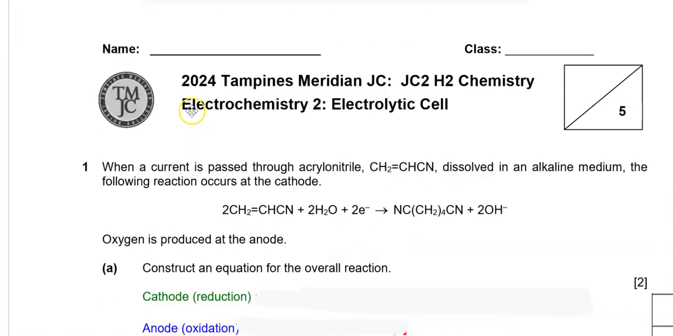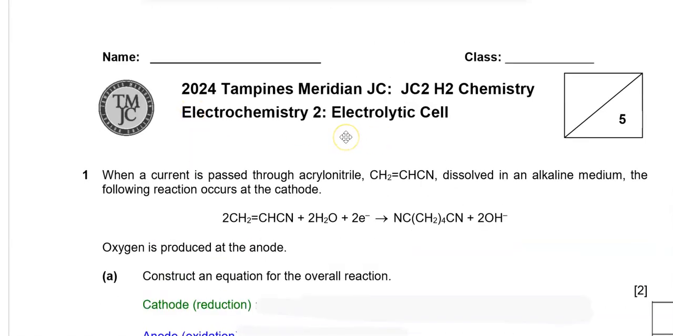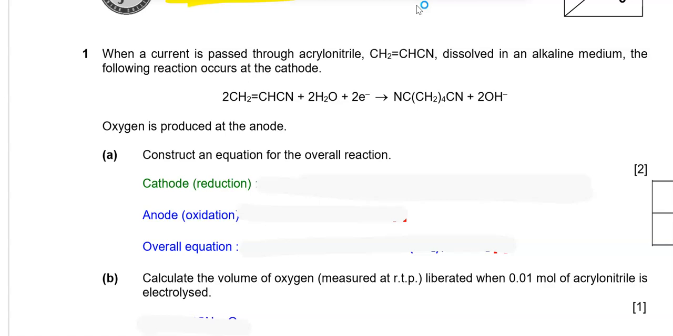Okay, looking at Electrochem 2, quick check 1. We have the electrolysis of acrylonitrile. Importantly, they say dissolve in an alkaline medium.